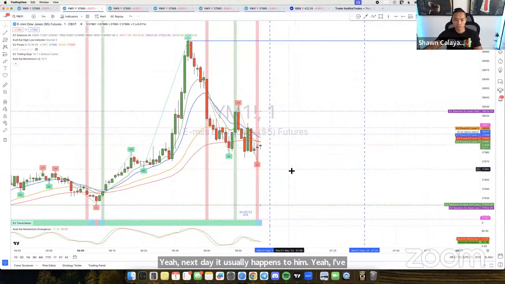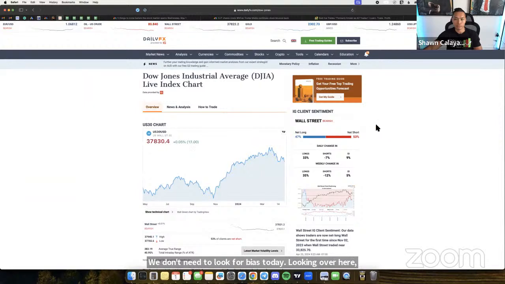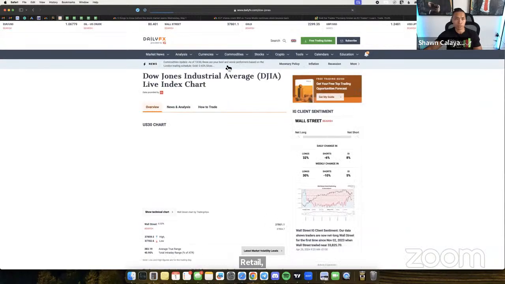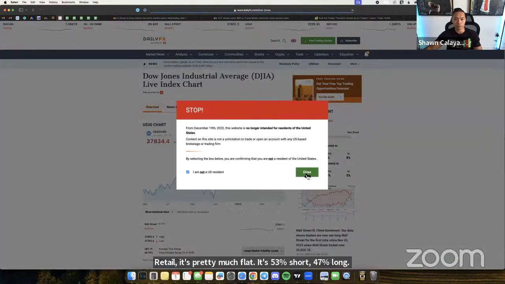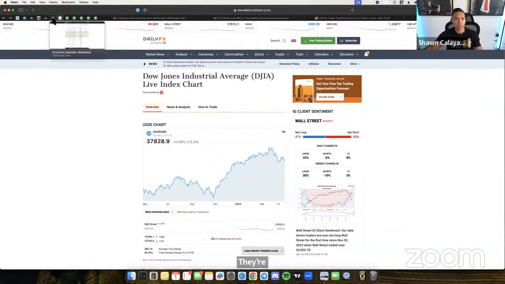All right, guys, we might have a shift to the downside, which is completely fine with me. If we get a trend shift to the downside, we can start looking for a possible sell. We don't need to look for buys today. Looking over here at retail sentiment, it's pretty much flat. It's 53% short, 47% long, so it's pretty much down the middle. There's not really much of a bias with regard to retail. They're kind of trading on both sides. I actually like it when it's like this because we can trade both directions and not be too scared. So you trade the opposite direction.